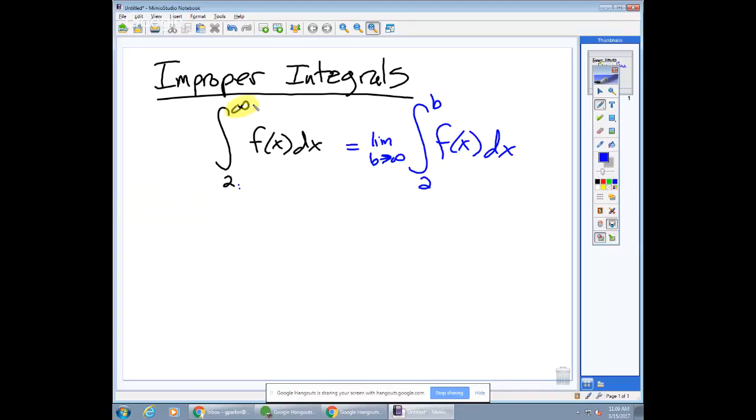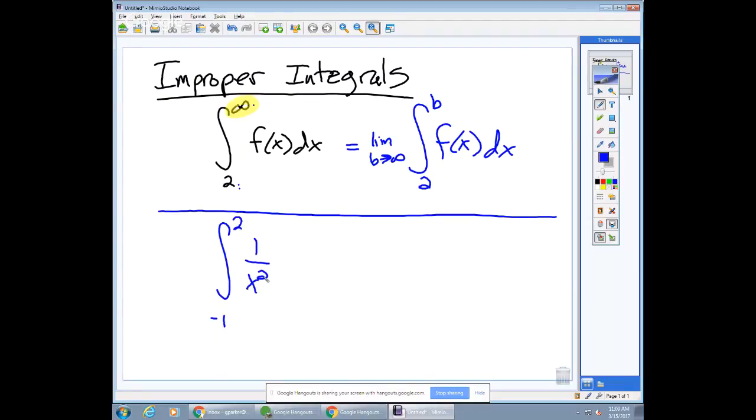The other kind of thing that can happen is if you try to integrate across a vertical asymptote. For example, consider going from -1 to 2 of 1 over x squared dx. The problem with the domain I'm trying to integrate across is that x can't be 0 because I have a vertical asymptote there. So we would have to break this up into parts.